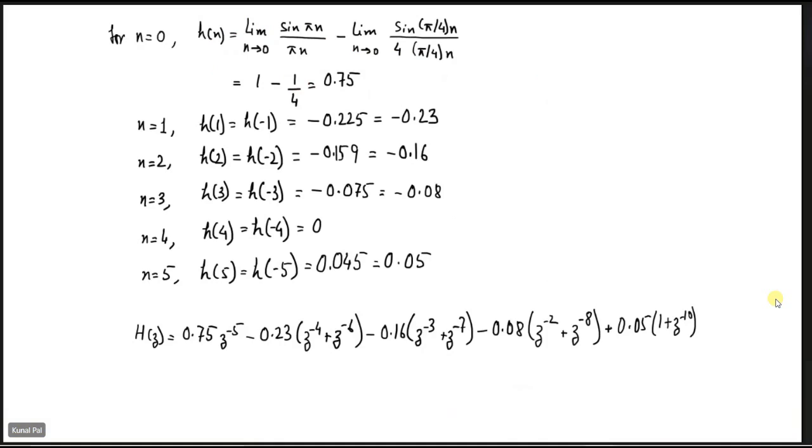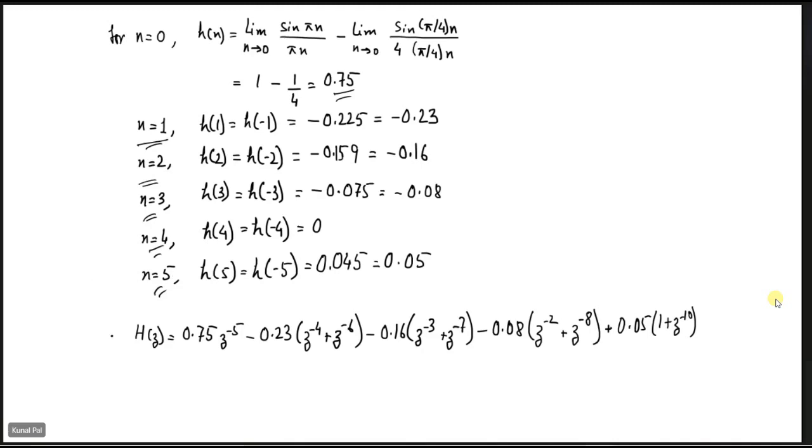Now for n equals 0, we have to apply L'Hospital's rule: limit n tends to 0 of sin(pi n) by pi n, minus limit n tending to 0 of sin(pi n by 4) divided by 4 into pi n by 4. So it becomes 1 minus 1 by 4, which becomes 0.75. And similarly, you find out the values for n equals 1, 2, 3, 4, and 5, and you get all these values.